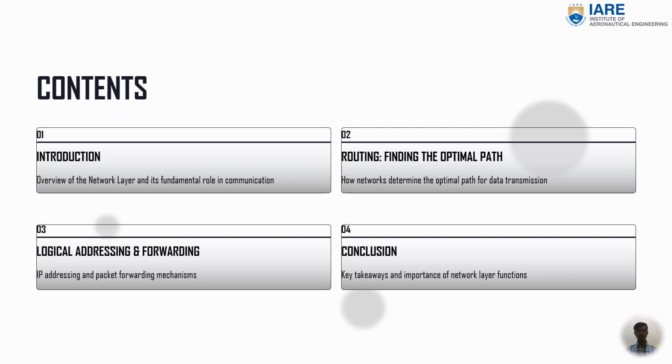Next, we'll go through routing, which means finding the optimal path. I'll discuss how networks determine the optimal path for data transmission. Next, I'm going to discuss logical addressing and forwarding, the IP addressing and packet forwarding mechanisms. And lastly, I'm going to conclude the topic with key takeaways and importance of network layer functions. So let's go through the topic.